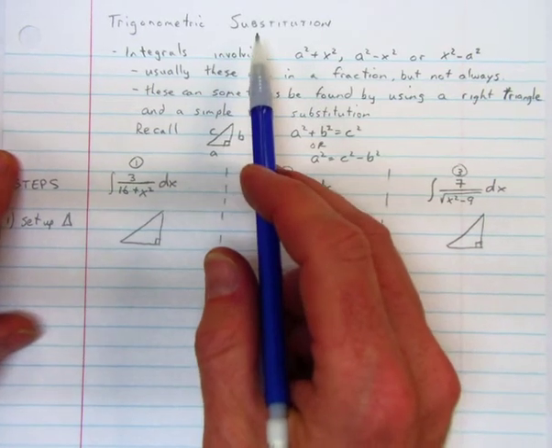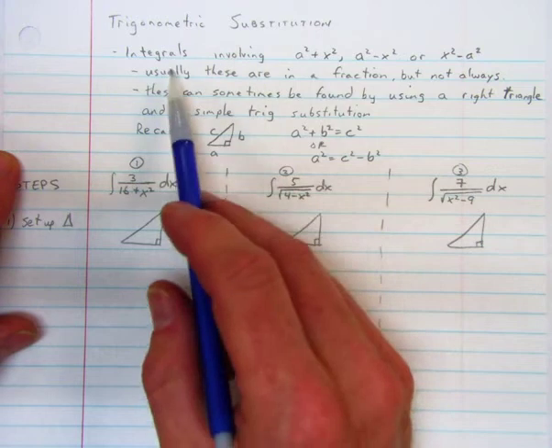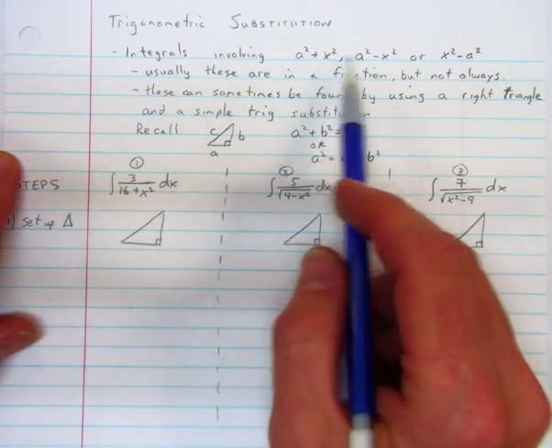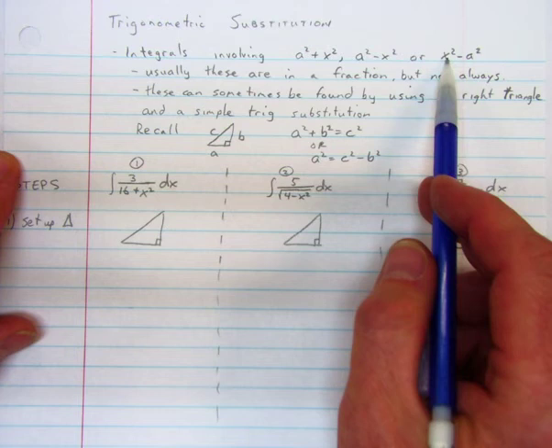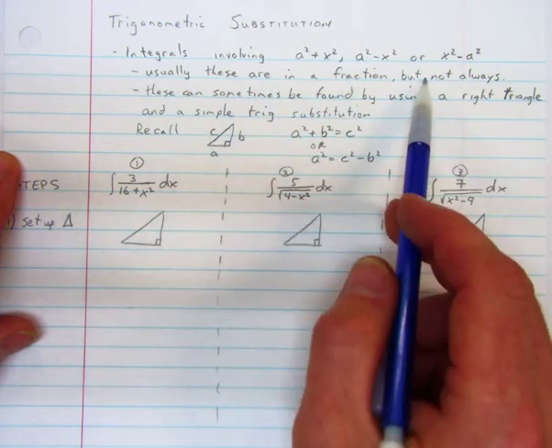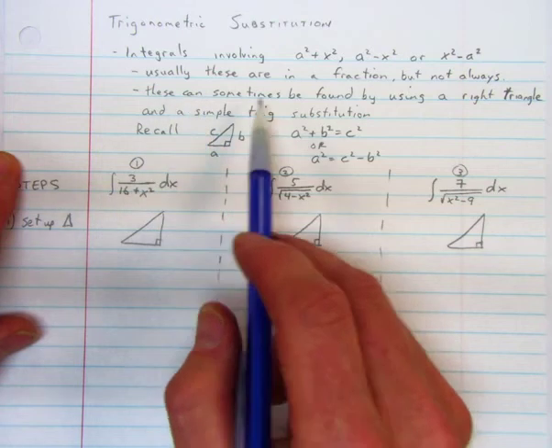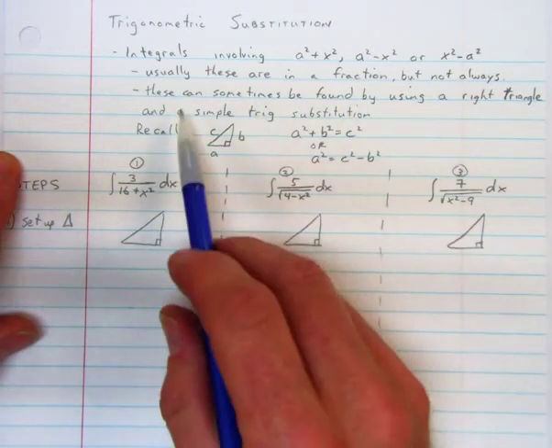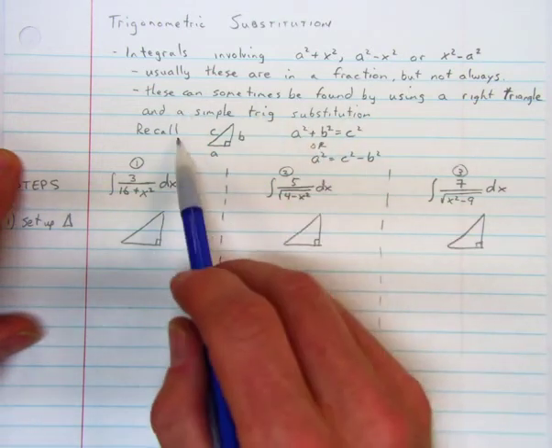Trigonometric substitution, otherwise known as trig sub. Integrals involving a squared plus x squared, a squared minus x squared, or x squared minus a squared. Usually these are in a fraction, but not always. These can sometimes be found using a right triangle and a simple trig substitution.